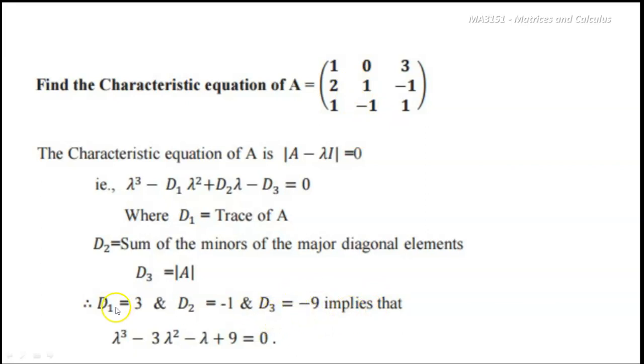After getting the answer of D1, D2, D3, just substitute all these things in the general characteristic equation. General characteristic equation consists of 3 coefficients D1, D2 and D3, in which you have to substitute all these things. So that finally you will get lambda cube. Then D1 answer is plus 3, so minus 3 lambda square. Then D2 answer minus 1. Already it is plus, so plus into minus 1 becomes minus. So minus lambda. Then D3 answer is minus 9. One more minus exists in the formula, so minus into minus plus. So plus 9 equal to 0. This is our required characteristic equation of the given matrix A.